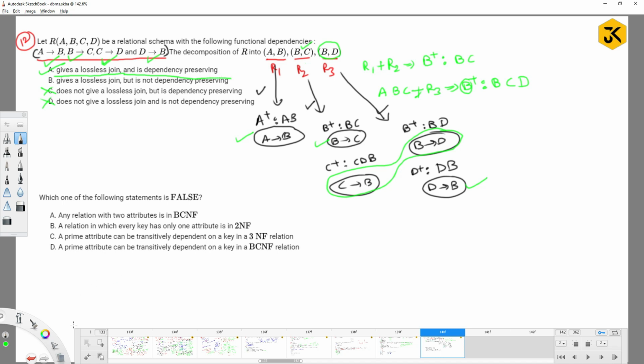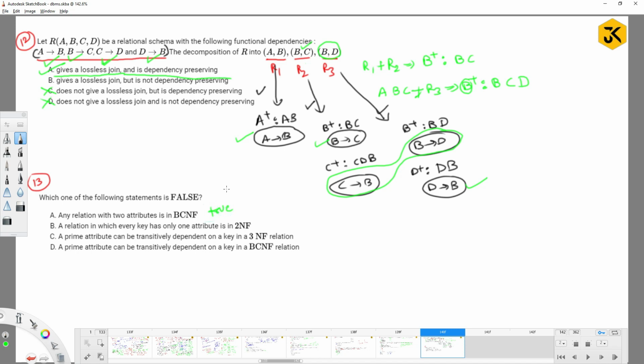Okay. Next one. Which one of the following statements is false? Any relation with two attributes is in BCNF? It is a true statement. So if I say that a relation with two attributes, it is in BCNF.